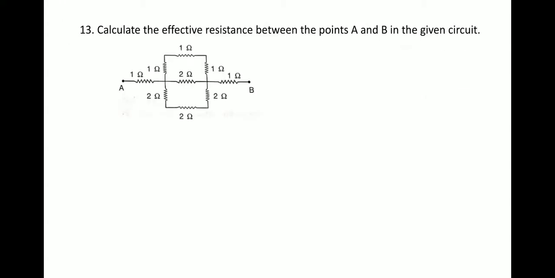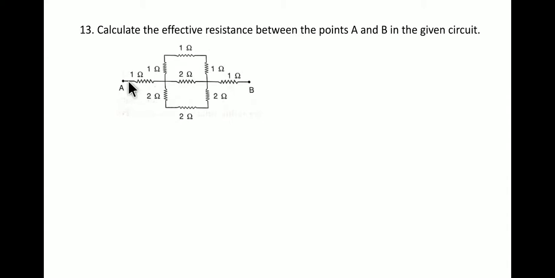Next is question number 13, and this is also one of the most important questions. This type of question might be kind of difficult, but it's very easy. We'll try to simplify this kind of circuit diagram into the simplest one and try to solve it. So calculate the effective resistance between A and B in the given circuit. That means you have to find the equivalent resistance between this point A and this point B.